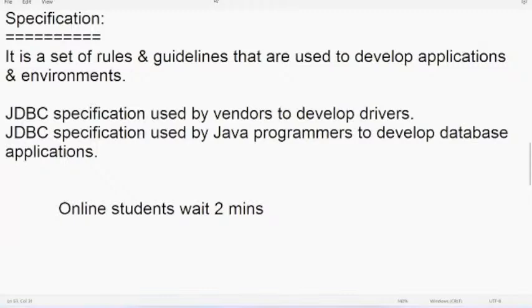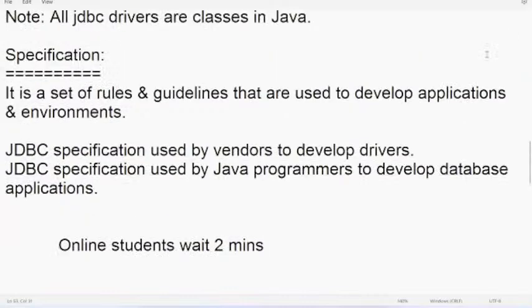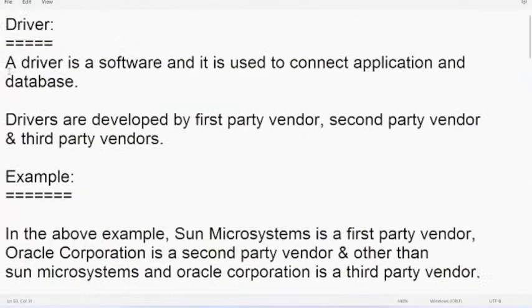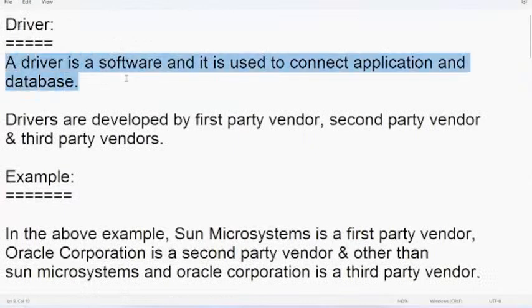Environment is nothing but it can be software or hardware. Kush, what does environment mean? It can be software or hardware. Ankit, driver is nothing but one software. Already given the definition: a driver is a software, and it is used to connect application and database.